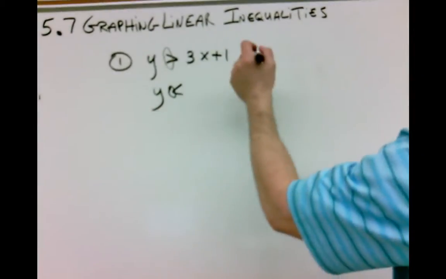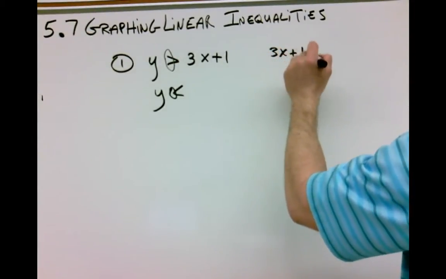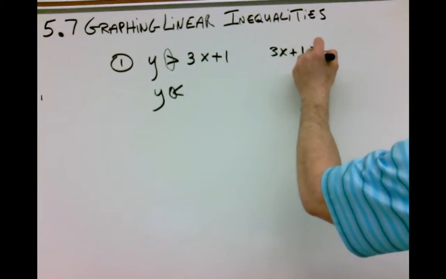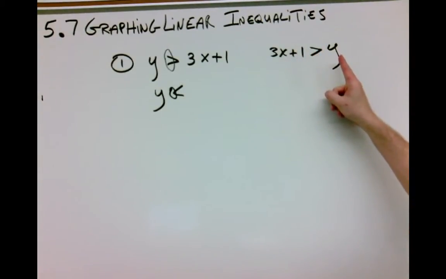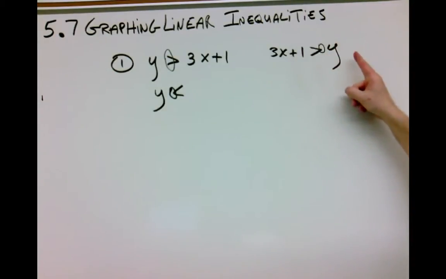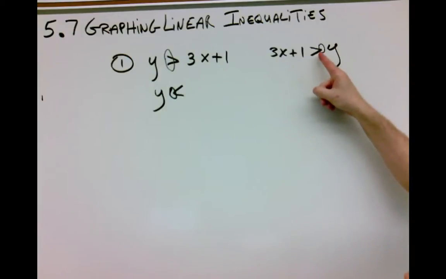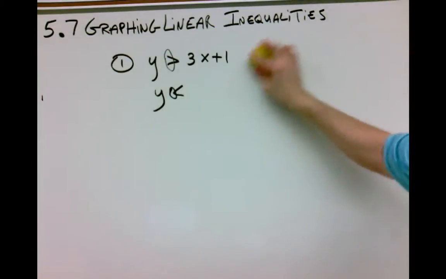I could have even switched this inequality around and said this, 3x plus 1, and if I had the same inequality and I did not flip it, I would have to read from right to left, and it would be y is closed mouth, that would mean less than, so y is less than 3x plus 1. So I have to always read from the variable.